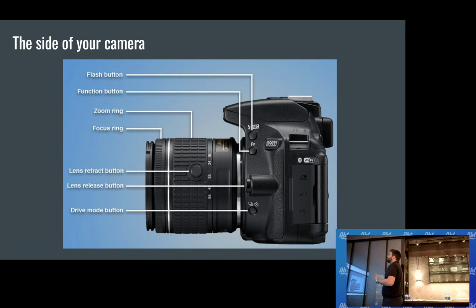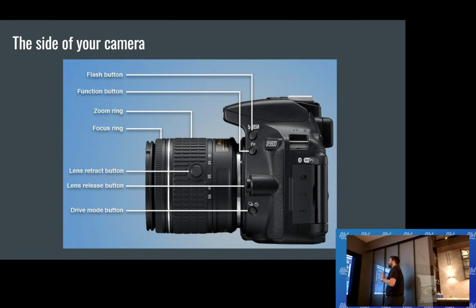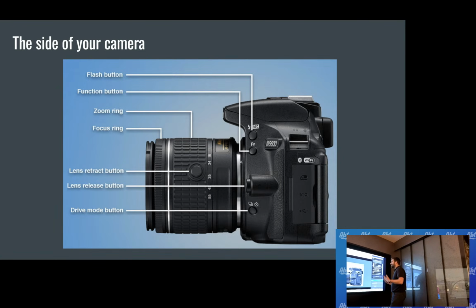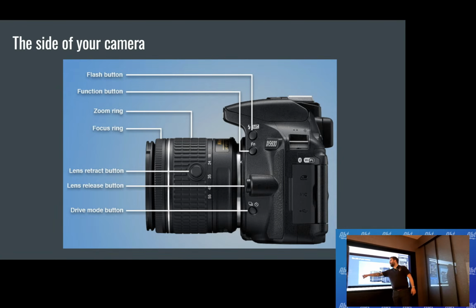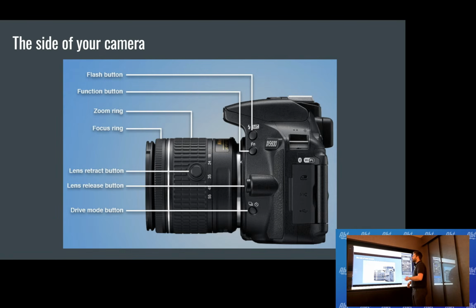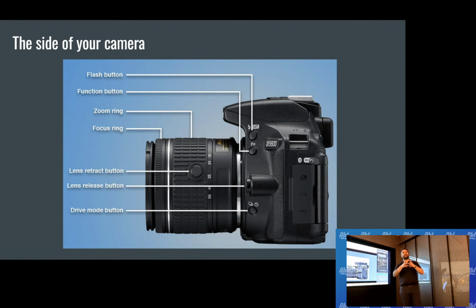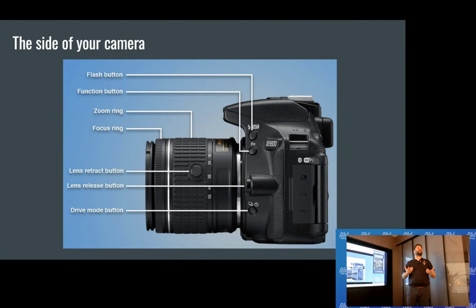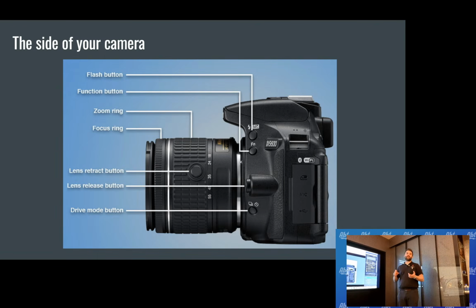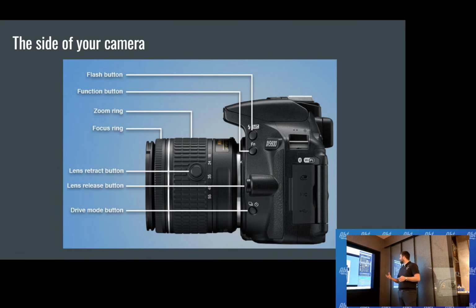For entry-level lenses that don't have a lot of electronic components that help move the lens, you might see a lens retract button. All that is, is a lock, where if you're traveling with the lens, you can turn it, hold the button down, and it'll click into place. If you go to turn the lens, it won't turn until you click the lens retract button again. So it's a locking mechanism, usually good for traveling.